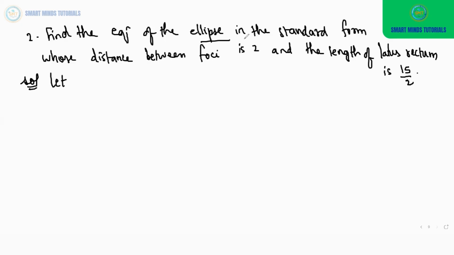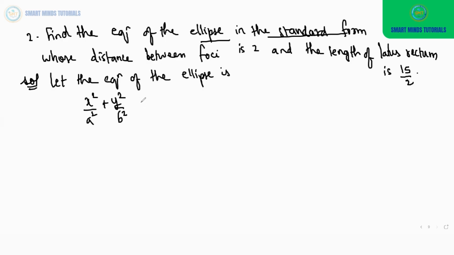Whenever you find ellipse in the standard form, we write, let the equation of the ellipse be x square by a square plus y square by b square is equal to 1, where a is greater than b. This is equation number 1. Now what is given to us?